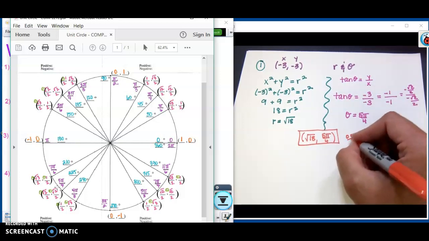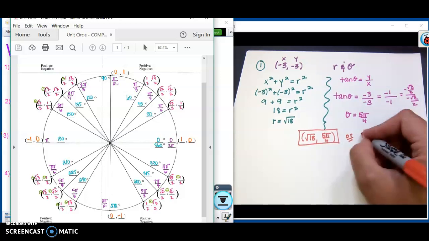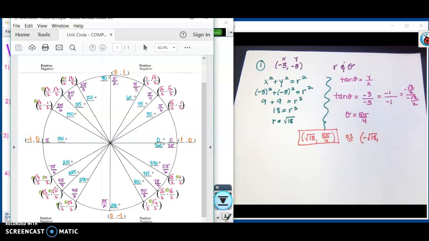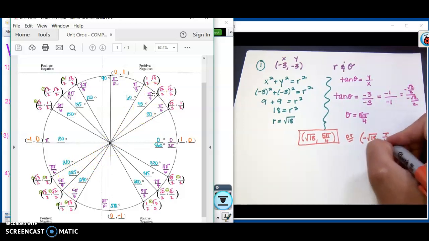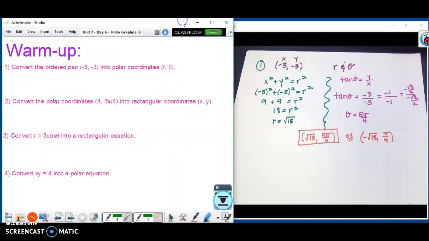Remember, polar points can be written in an infinite number of ways. So if you wanted to rewrite it, the one that's opposite from this, so square root of 18, remember if we want to do the opposite, we make it negative. So if you look at your unit circle, 5 pi over 4 is directly across from pi over 4. So negative square root of 18 and pi over 4 could also be another way you could rewrite that polar point. So that's how you work with number 1.